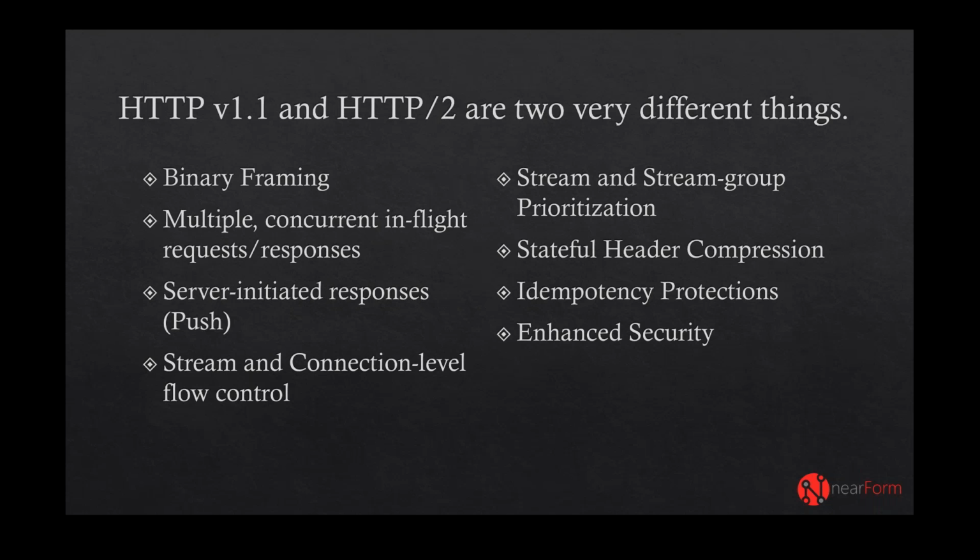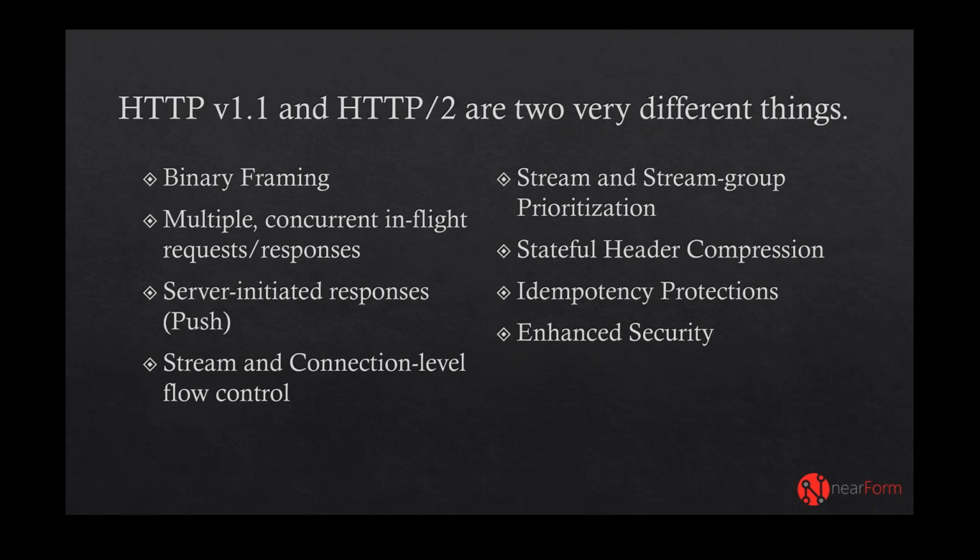HTTP version 1.1 and 2 are two very, very different things. They share a name. They share some semantics in terms of the request and response and headers and the body. But when you get into the details of the protocol, they really can be considered two completely different protocols. HTTP2 introduces a new binary framing, which is one of the most significant differences. We'll get into that a little bit more and what that means.